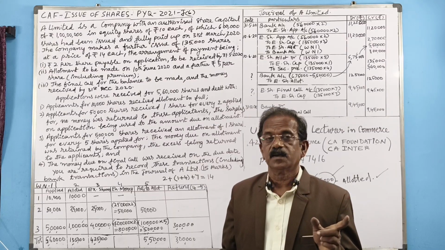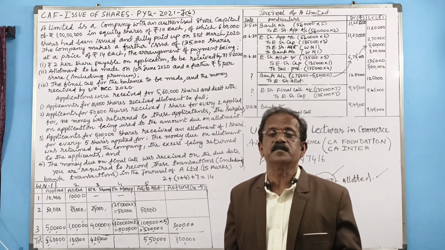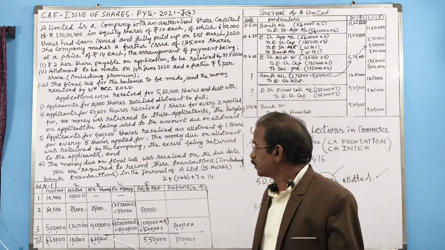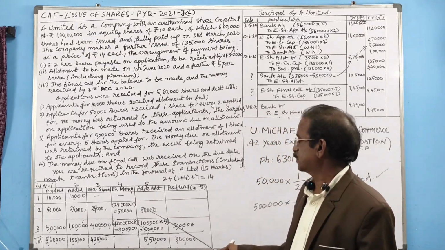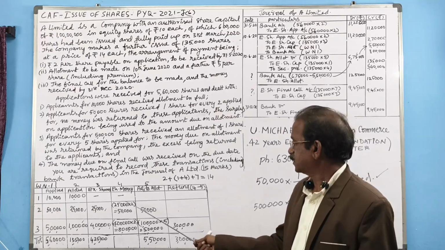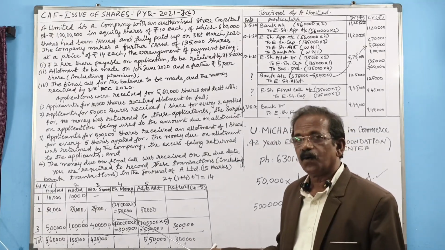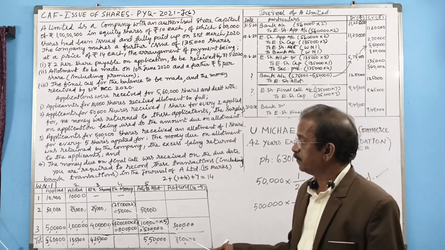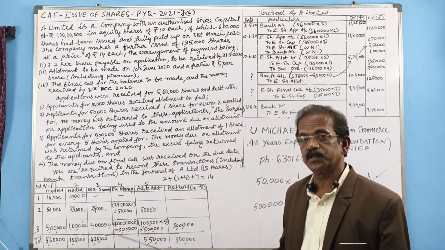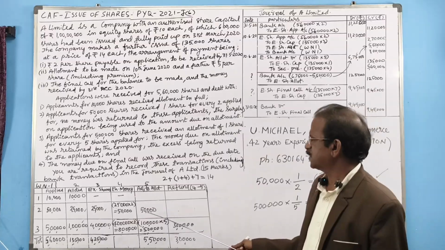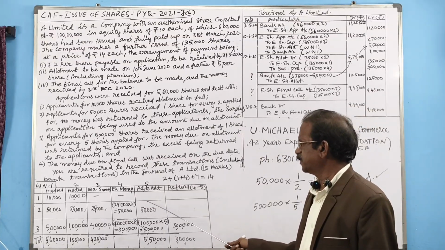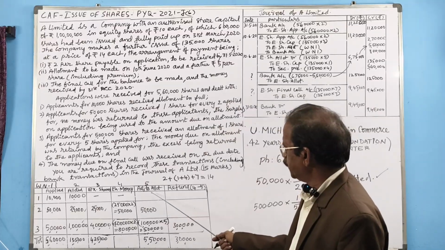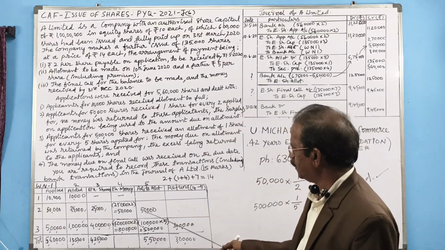Adjustment means when the allotment due comes, they need not pay allotment money to the extent of this excess amount. Only the remaining amount on allotment due they will pay. So this process is called adjustment to allotment. Adjustment means we are keeping that money with the company.